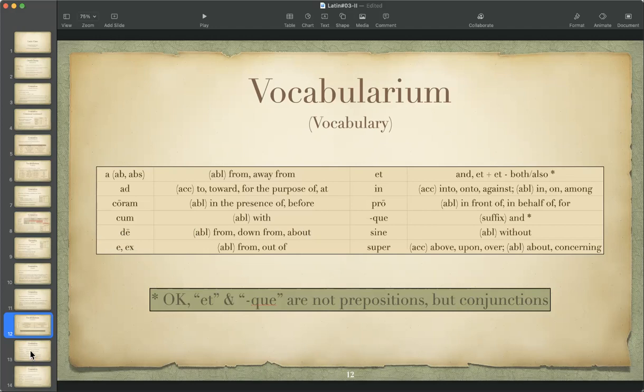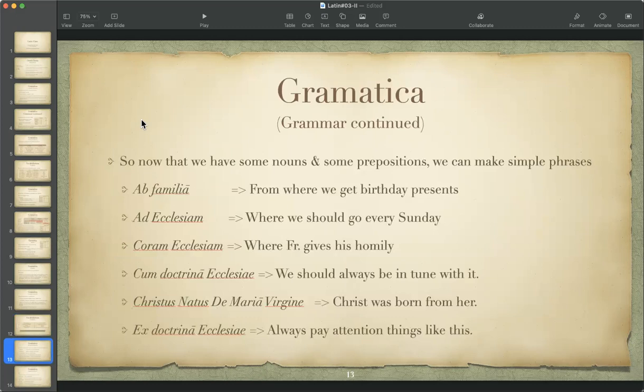All right. Lots of questions, I'm sure, but I'll ask if there are any, because the next chart is where we're going to try some examples. Now we have some nouns and some prepositions, and we can make some really simple phrases that will help us understand the function of cases and these prepositions.